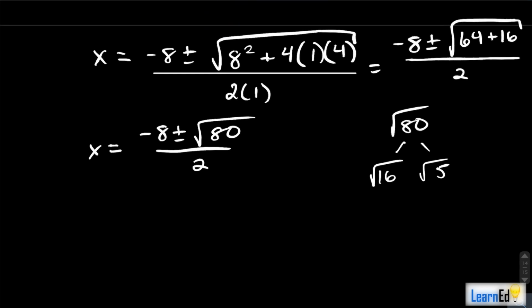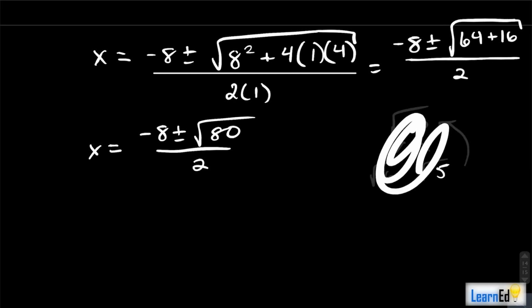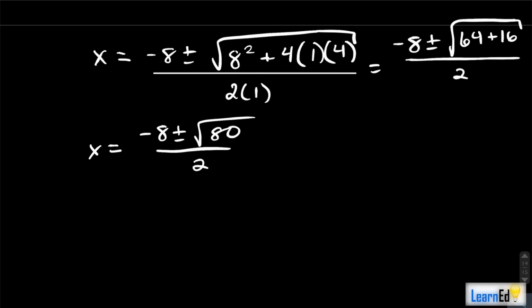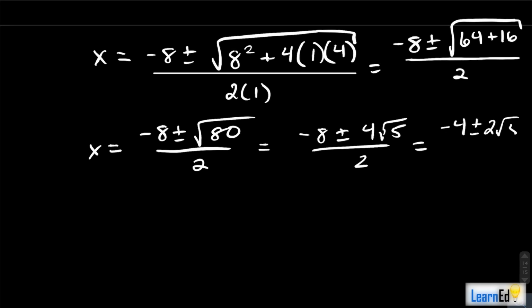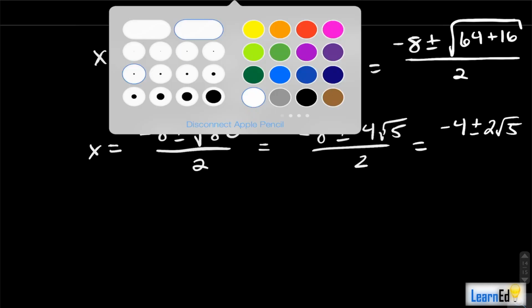So when you break this up, the square root of 16, you get 4, right? So you have a 4 times rad 5. That's the same thing as saying rad 80. So rewriting that, you can say that this is equal to negative 8 plus or minus 4 rad 5, and that's over 2. And simplifying, you can divide everything by 2 and get negative 4 plus or minus 2 rad 5, and that'll be over 1, so you can just say that that's your answer.